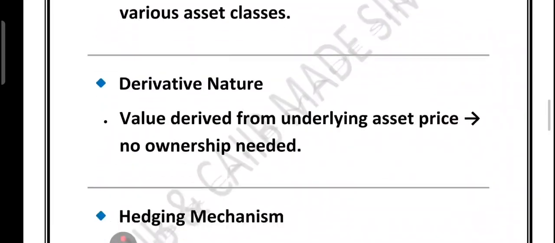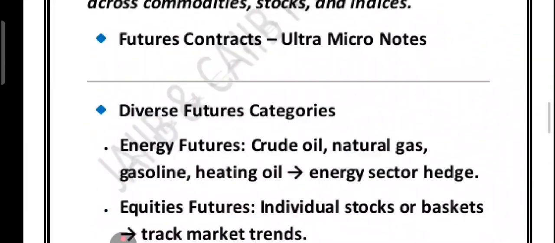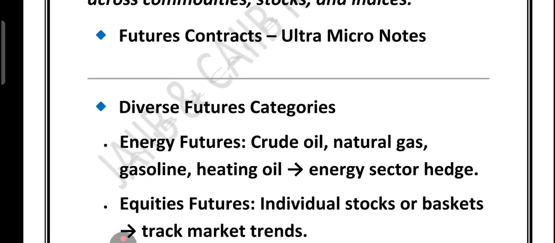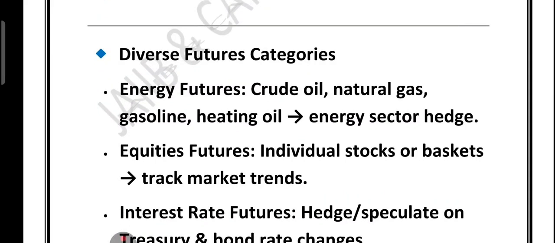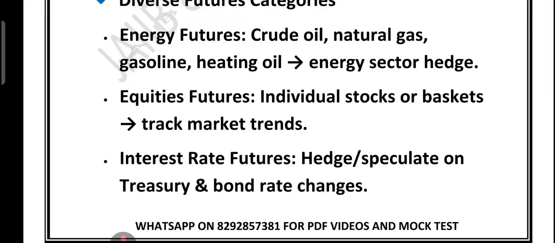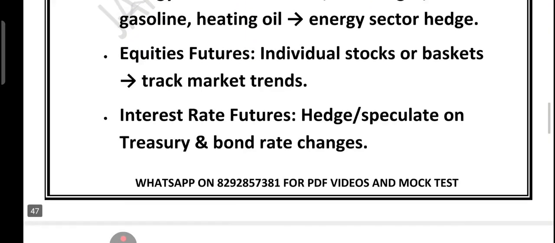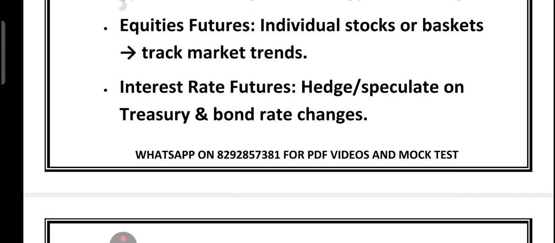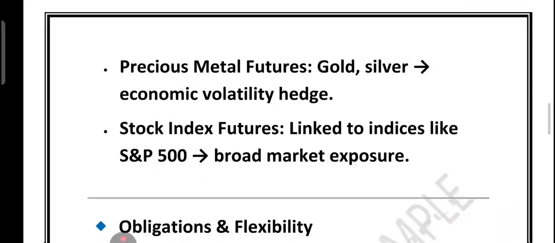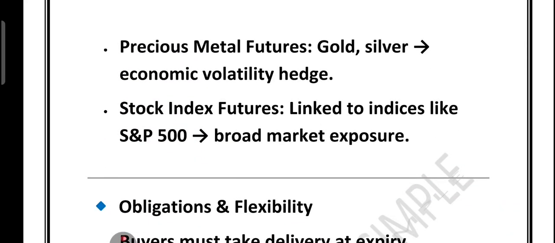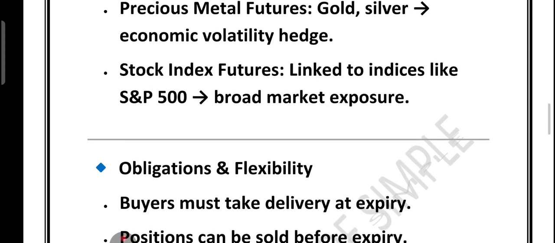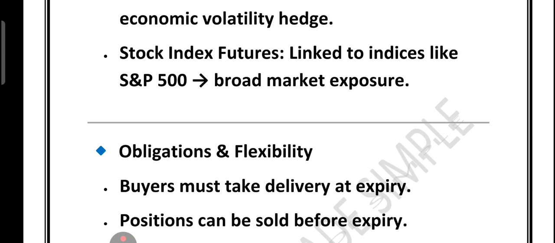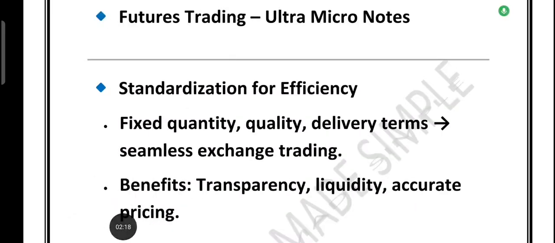Now let's talk about some more important points on futures contracts. Futures contracts cover many types of assets. They may cover energy futures, like crude oil, gas, gasoline, heating oil. They include equity futures, like single stocks or baskets. They include interest rate futures, to hedge or bet on changes in bond or treasury rates. They include precious metal futures, like gold and silver, which safeguard against economic uncertainty. They include stock index futures, linked to indices like the S&P 500. So there are different kinds of futures.